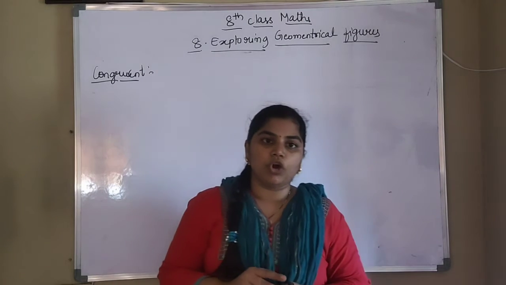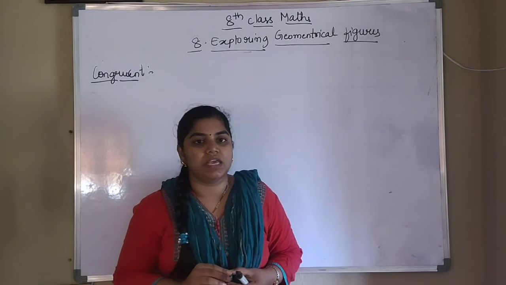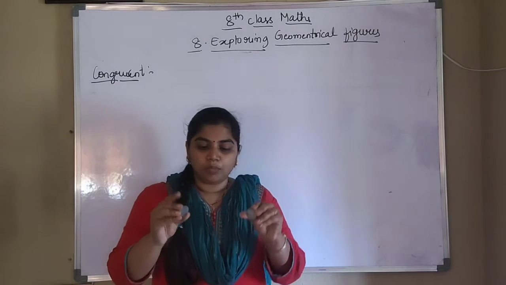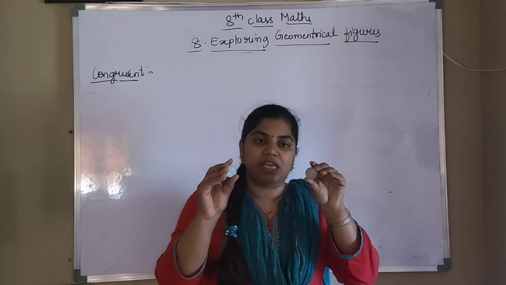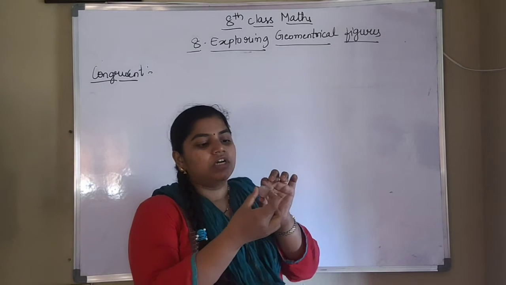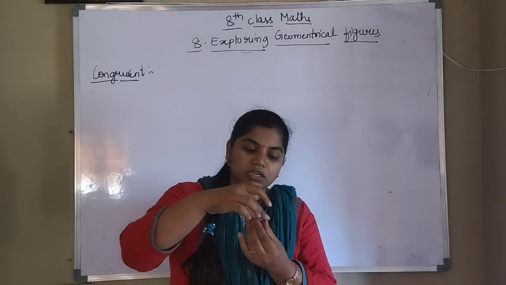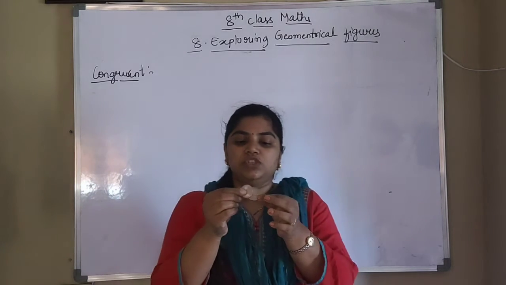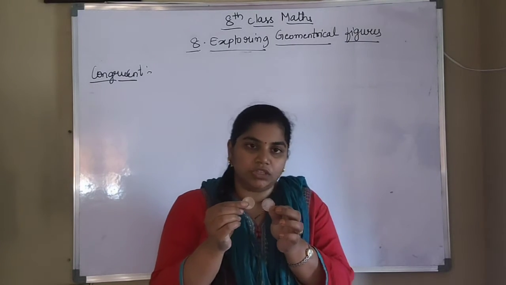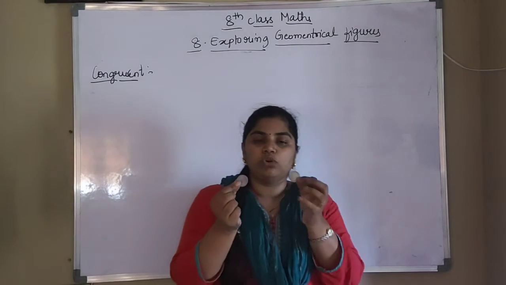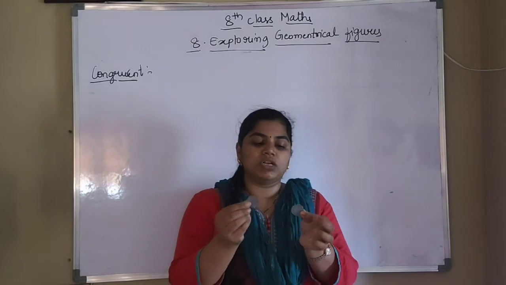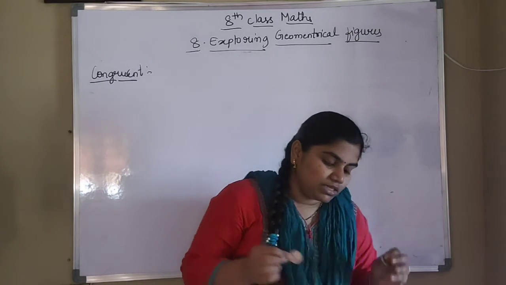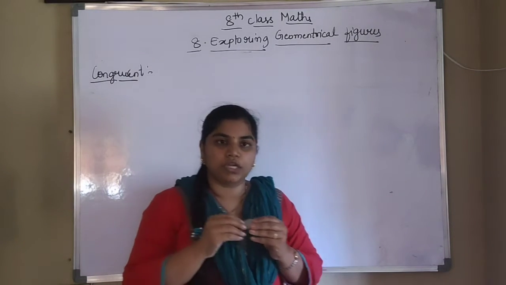What do you mean by congruent? Congruent is nothing but having the same shape and same size. If I take these 2 rupees coins, both have the same shape and same size. If you keep the coins on each other, the shape and size will be the same. So these two figures are congruent to each other.